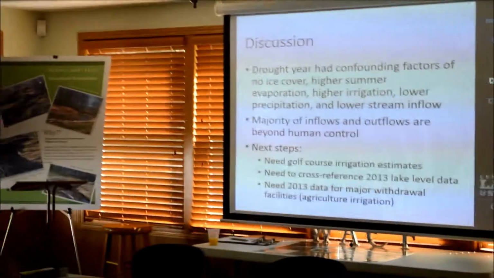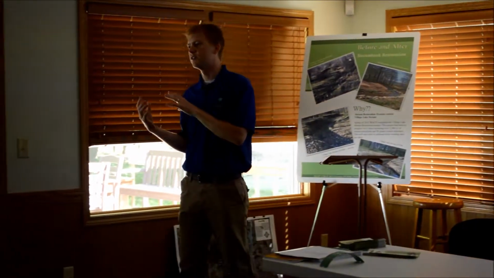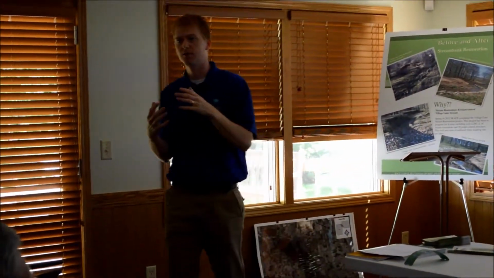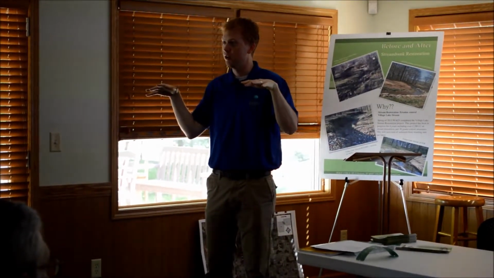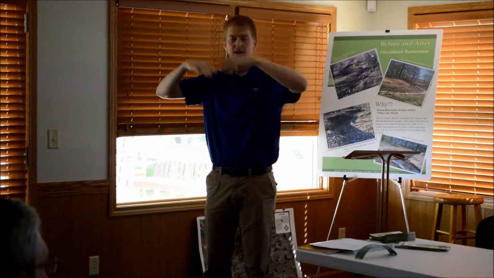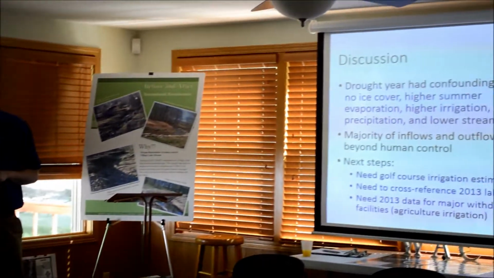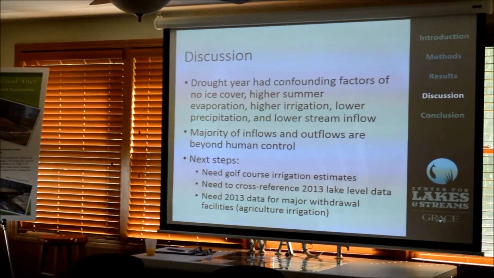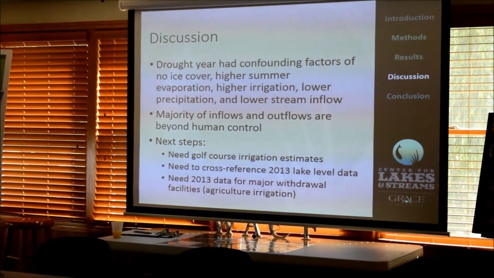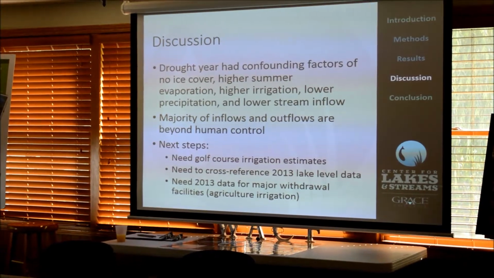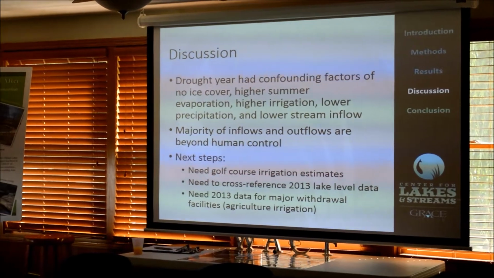The drought year had lots of confounding factors. In 2012, there was no ice cover in 2011, leading into 2012. So there was extra evaporation, because normally the ice would seal off the lake, right? No evaporation during the winter. But that whole winter, there was evaporation happening, getting rid of some of the water. Higher summer evaporation, because when the temperature goes up, evaporation goes up. Higher irrigation, we already talked about that. Lower precipitation, and lower stream inflow. So all these things combined to give us that 18-inch drop in Lake Wawasee during 2012.